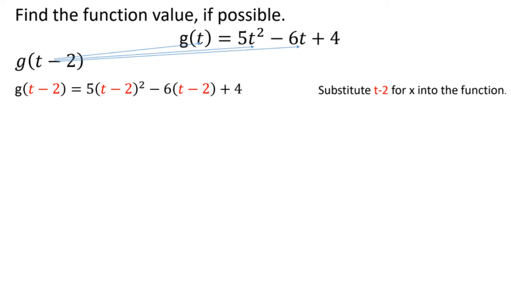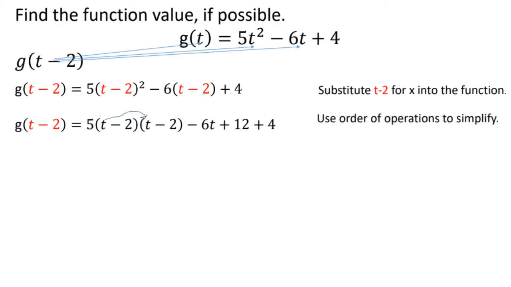Here we have 5 times t minus 2 squared, minus 6 times t minus 2, plus 4. All right, so on this first one, I'm going to expand it first, okay? t minus 2 squared, that means I just have two of those. I have a t minus 2 times a t minus 2, okay? And to do this, I need to do FOIL, right? t needs to be multiplied with a t, and with a -2. Then the second value from the first, -2, needs to multiply with a t, and with -2.